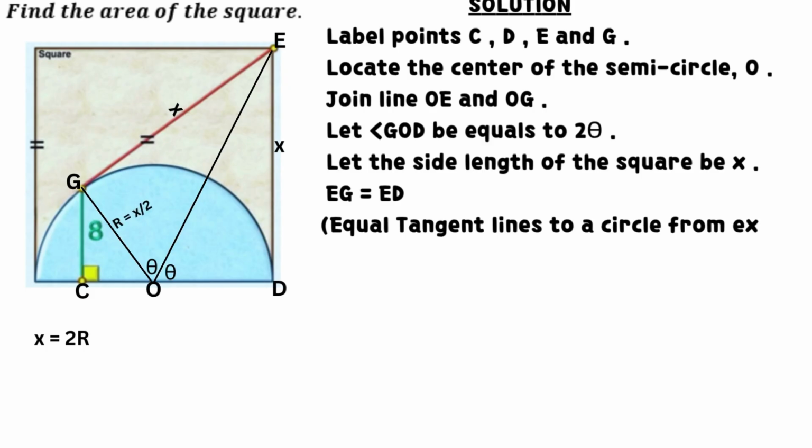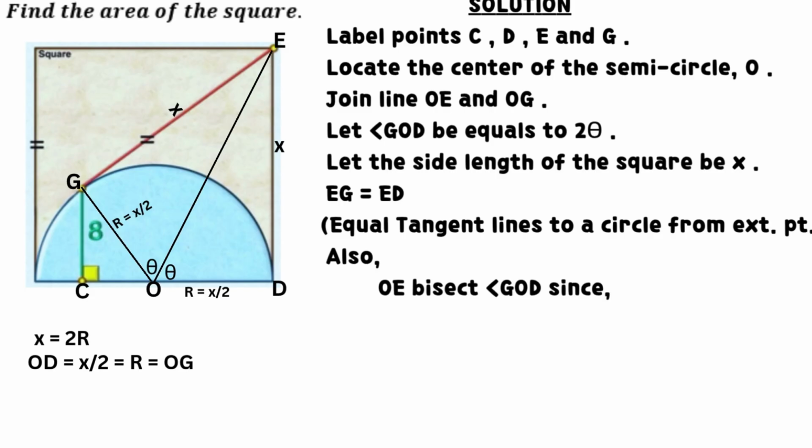Length EG equals length ED. It is because tangent lines to a circle from the same external point are equal. Also, line OE bisects angle GOD. Since length OG equals length OD, which equals the radius R of the semicircle.